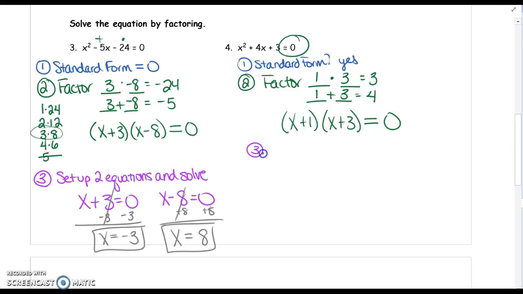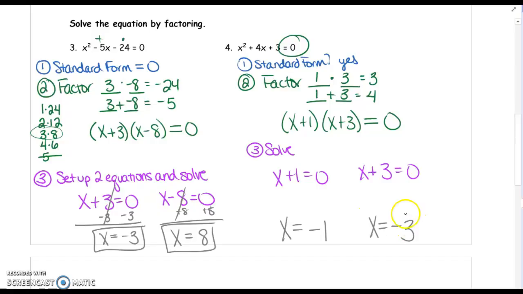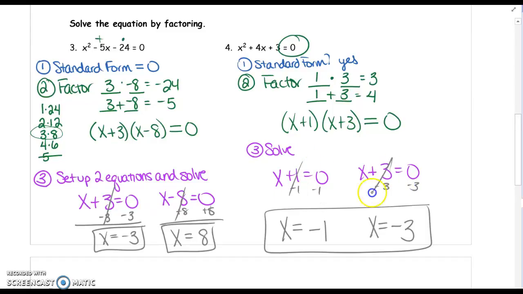Step 3, we need to solve. Our first equation is x plus 1 equals 0. Our second equation is x plus 3 equals 0. So what are our two final solutions? X equals negative 1 and x equals negative 3. You'd be subtracting 1 on both sides, subtracting 3 on both sides.